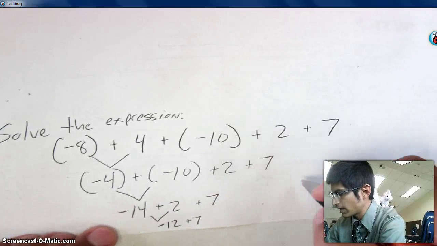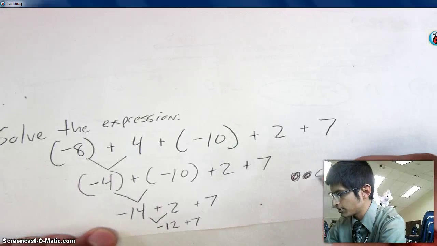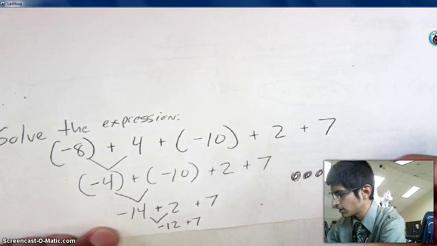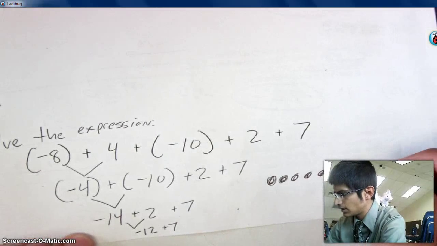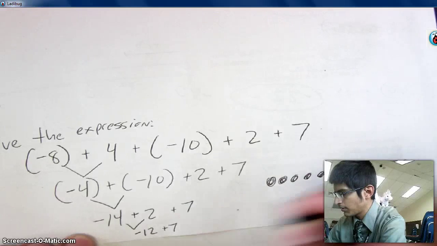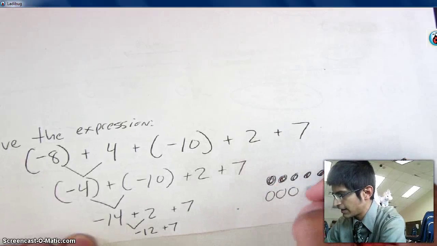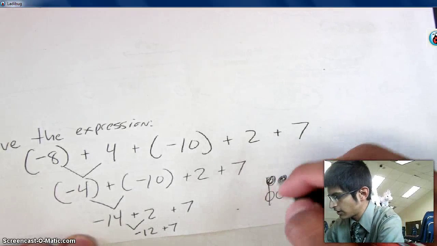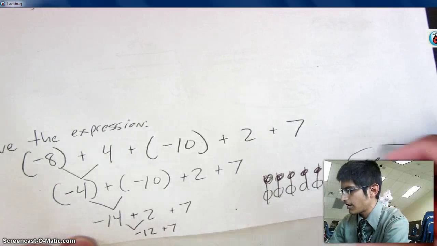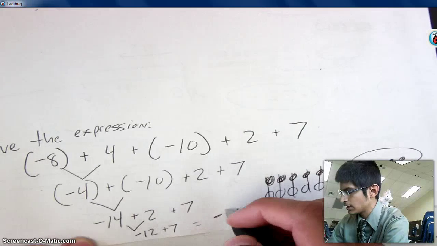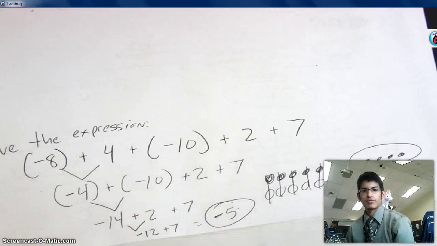Let me draw that last one out just for funsies. 1, 2, 3, 4, 5, 6. Am I on the screen? Yeah. 7, 8, 9, 10, 11, and 12. Plus 7. 1, 2, 3, 4, 5, 6, 7. I cross out my 0 pairs, which means I actually subtract the two numbers, and I'm left with negative 5 as my answer. All right.